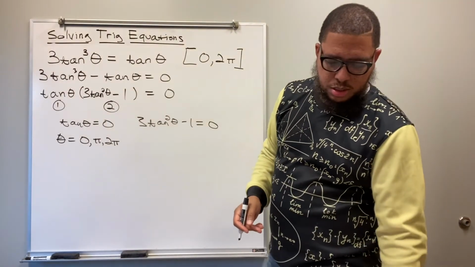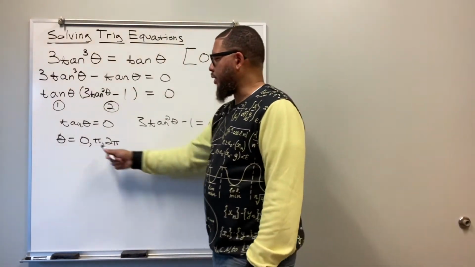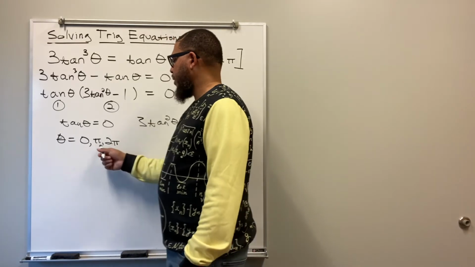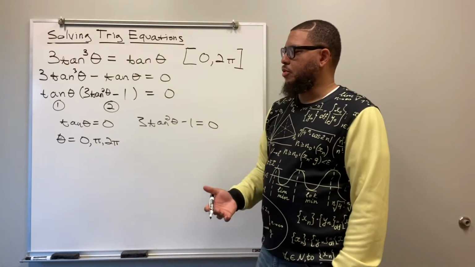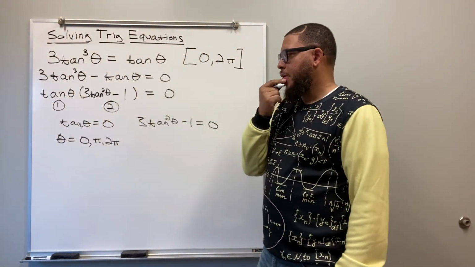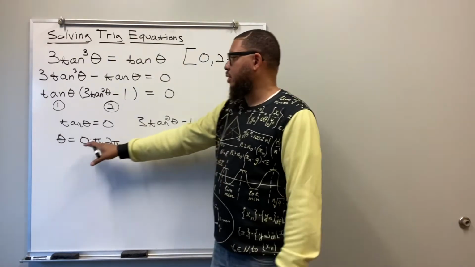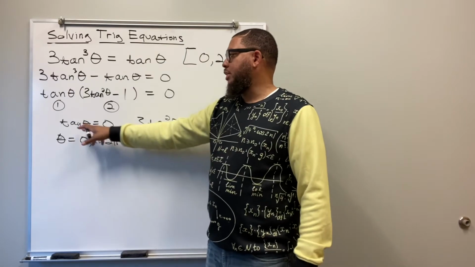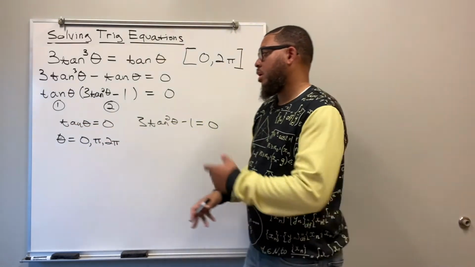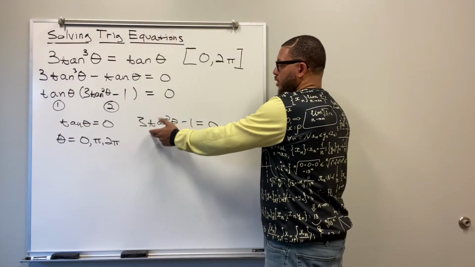Basically, I need to think more about that, like whether 0 and 2 pi are considered the same. So if we need to include both, I'm not really sure. I would need to think more about that and get back to you. But those are the solutions for tangent theta equals 0. Over here, now we got to solve this.